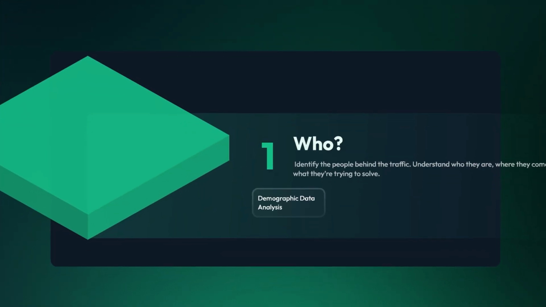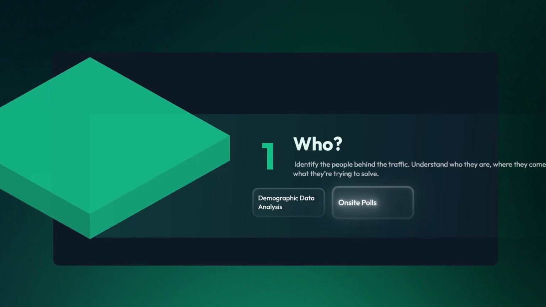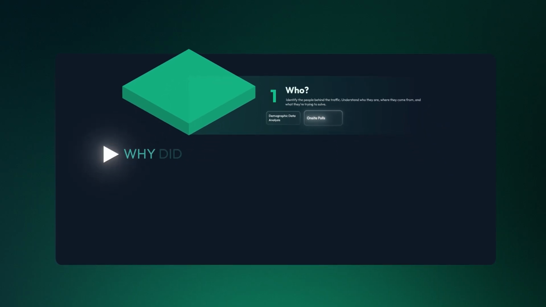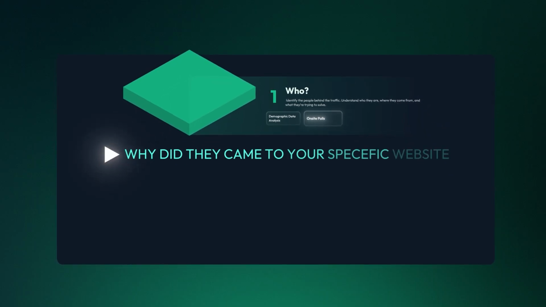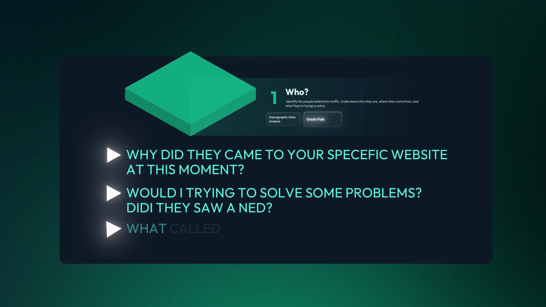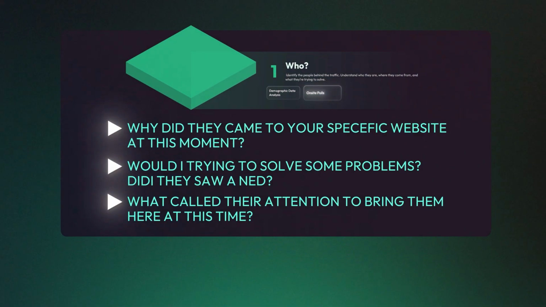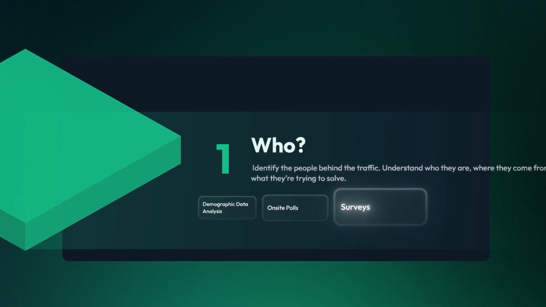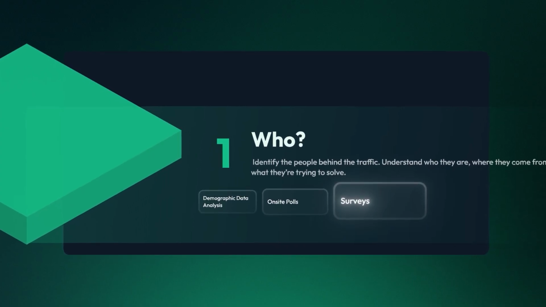Once we know that, we run on-site poll surveys asking people questions like, what brought you to the website today? The goal here is to try to identify why they came to your specific website at this moment. Were they trying to solve some problem? Did they see an ad? What caught their attention to bring them here at this time?